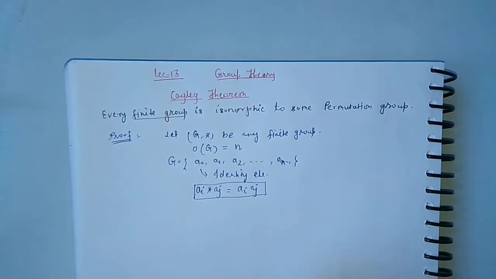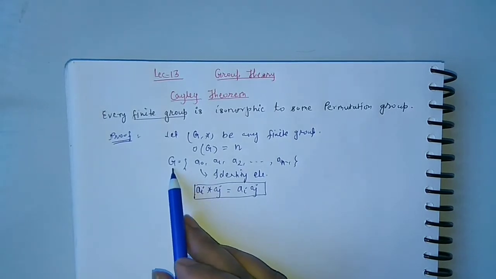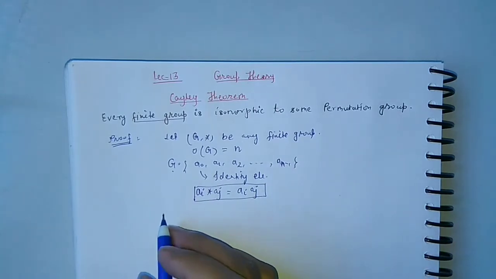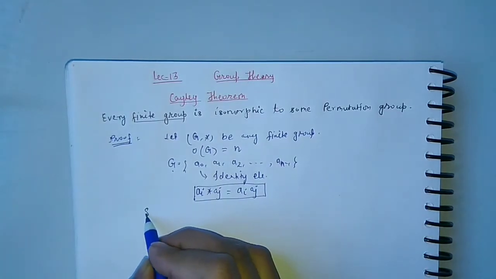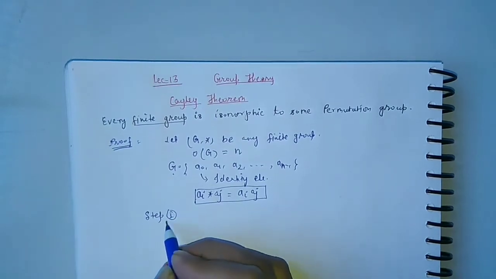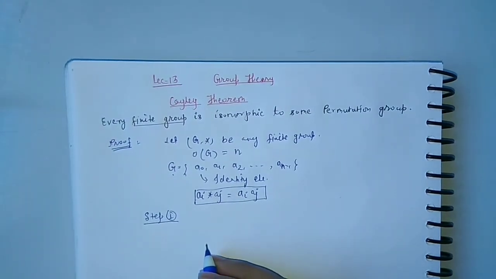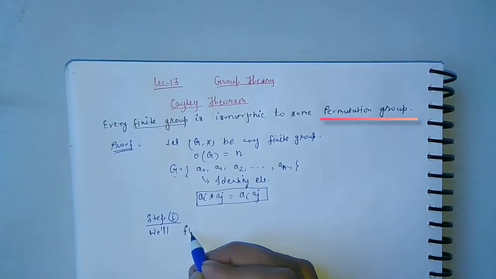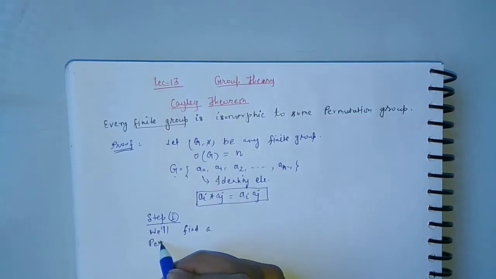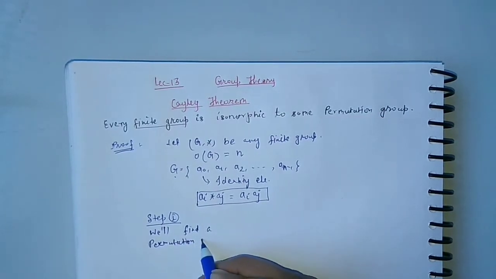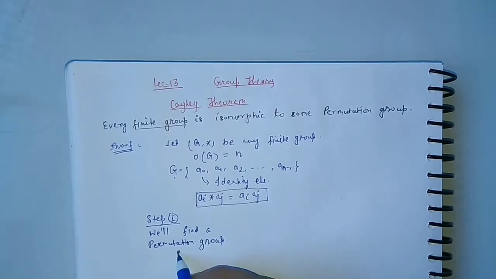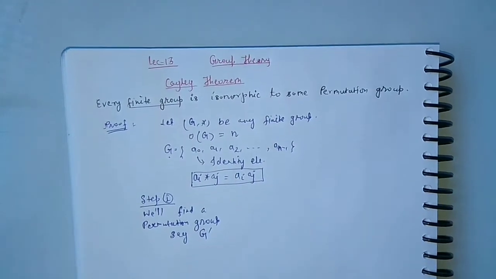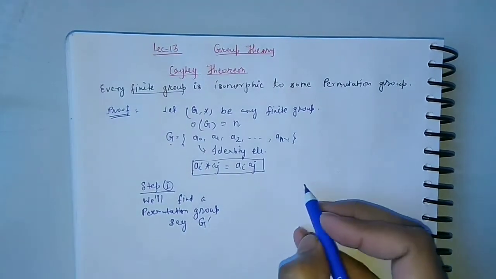Now we are going to prove this theorem. For this we have to prove that this finite group G is isomorphic to some permutation group. So we will prove this theorem in two steps. In step 1 we will find a permutation group, say G dash.